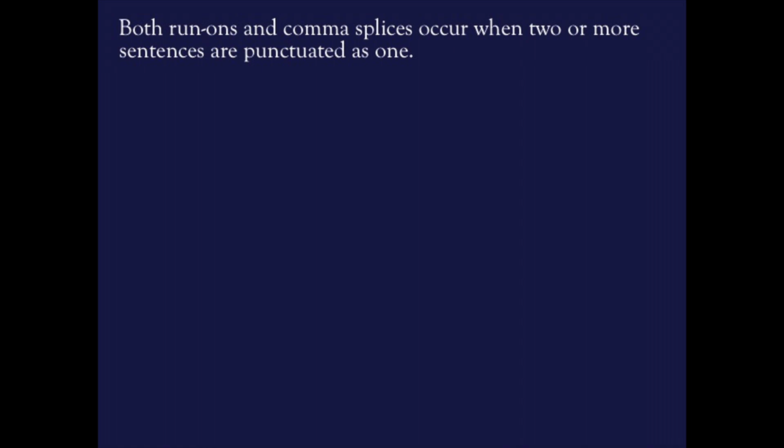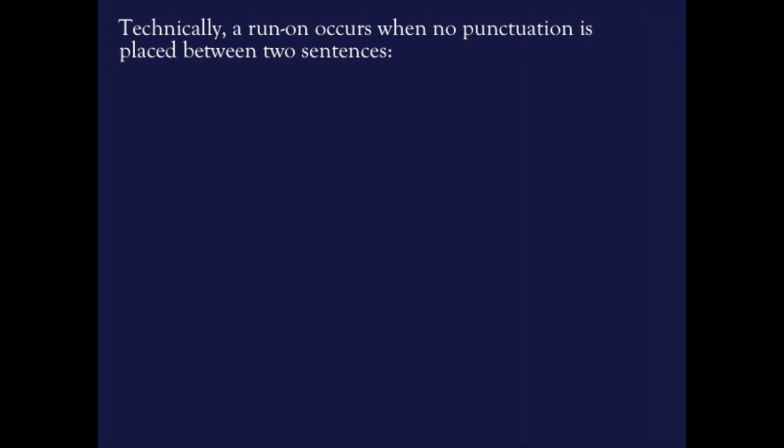In other words, you have more than one sentence placed together without a period indicating where one sentence ends and the next one begins. Technically, a run-on occurs when no punctuation is placed between two sentences. For example, don't get me wrong, I love jumping through hoops. We have two statements here. Don't get me wrong, we're commanding the reader to not get me wrong, and I love jumping through hoops. But there's no punctuation between these two statements. That makes it a run-on. When we have two or more complete sentences without any punctuation between them, then it's considered a run-on.